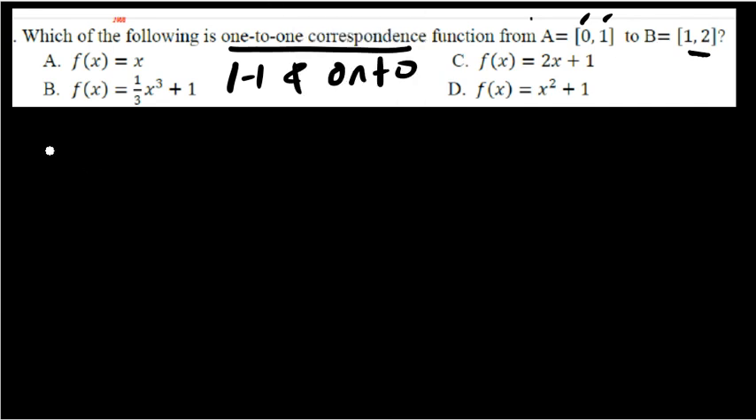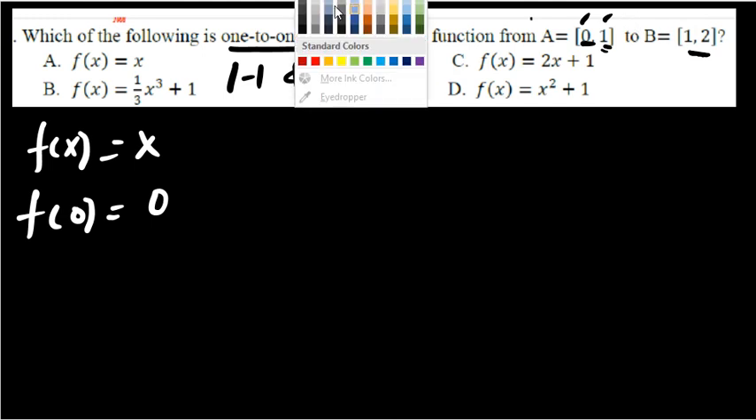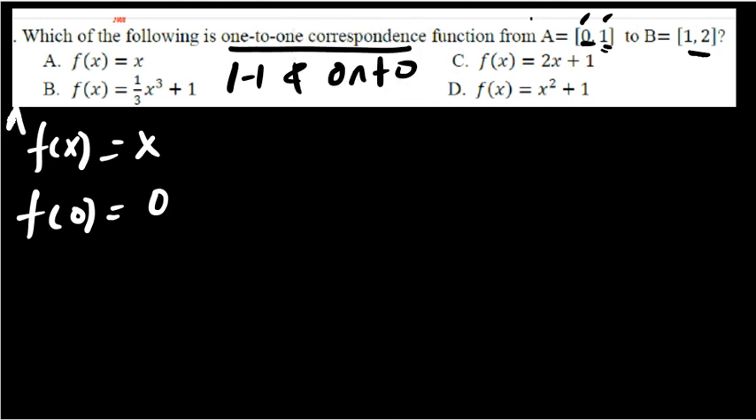When you do that, the first function is f of x equal to x. The smallest number we can insert from the domain is 0, and the largest number is 1. Let us insert both of them and see the outcome. So f of 0 is 0, but there is no 0 in the range here, so it doesn't work. This one fails, because every input should have an output in the range. It's not a one-to-one correspondence.